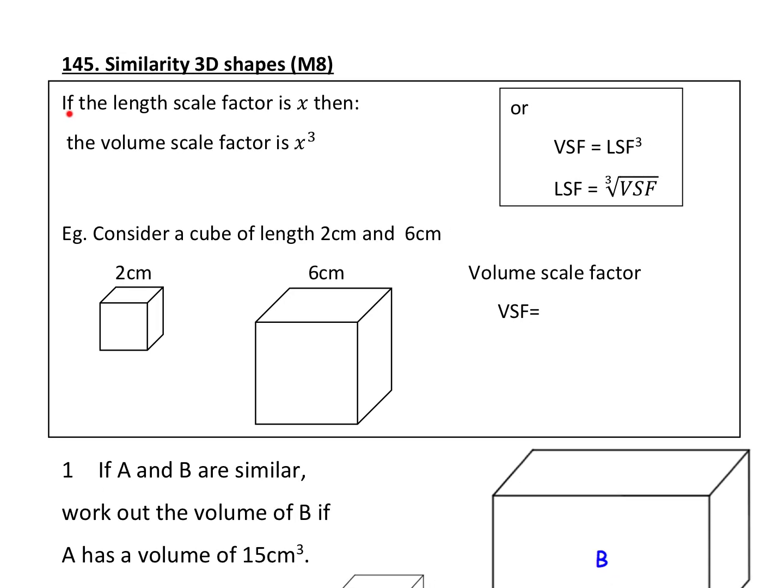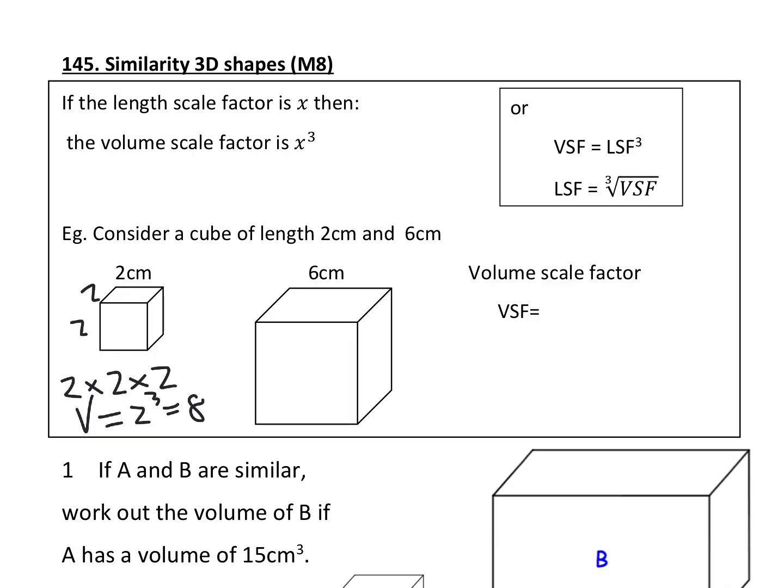So if the length scale factor is x, then the volume scale factor is x cubed. Let's consider a cube that has a length of 2 centimeters. So it's 2 by 2 by 2. Its volume would be 2 times 2 times 2. So the volume is 2 cubed, or 8.